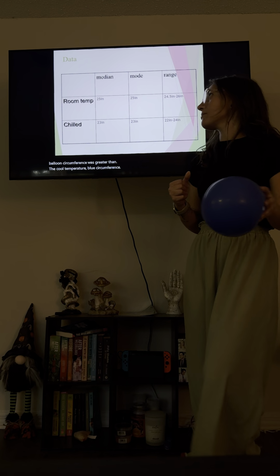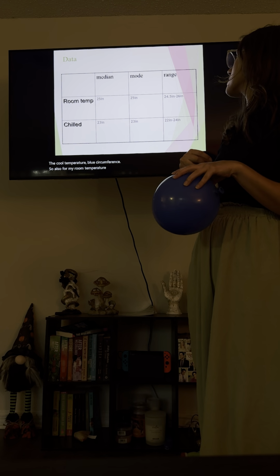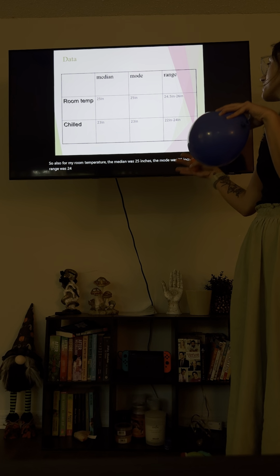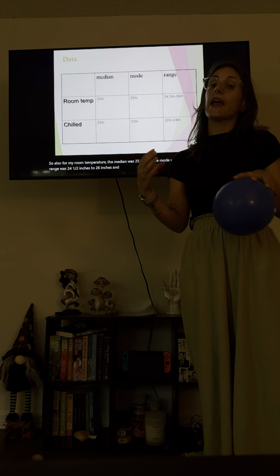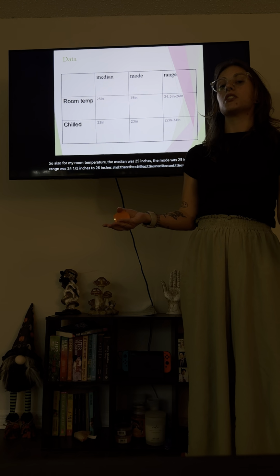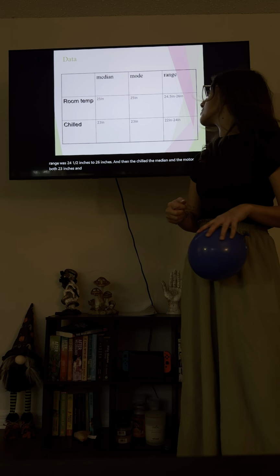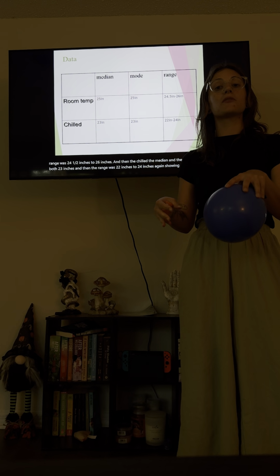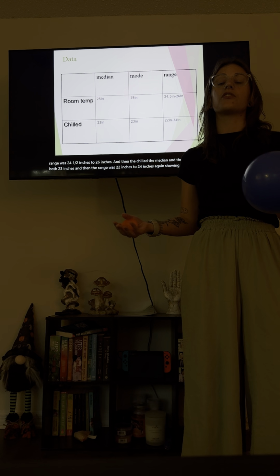For room temperature, the median was 25 inches, the mode was 25 inches, and the range was 24 and a half inches to 26 inches. And then for the chilled balloons, the median and the mode were again both 23 inches, and the range was 22 inches to 24 inches, again showing that the room temperature balloons are greater in circumference than the chilled balloons.